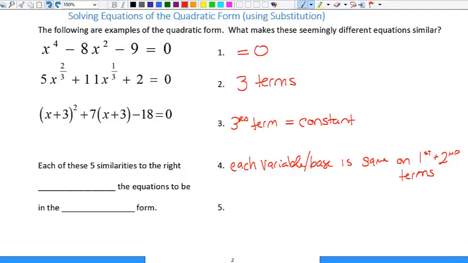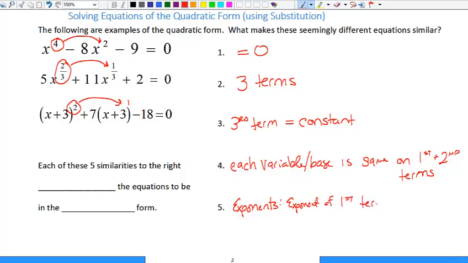And the last, and probably one of the most important parts, is the relationship between the exponents of the first term and the second term. So let's take a look at those. The first term of the first equation is 4, which is twice as much as 2. 2/3 is twice as much as 1/3, and this 2 is twice as much as that invisible 1 right there. So we can say that the exponent of the first term is double or twice the exponent of the second term.